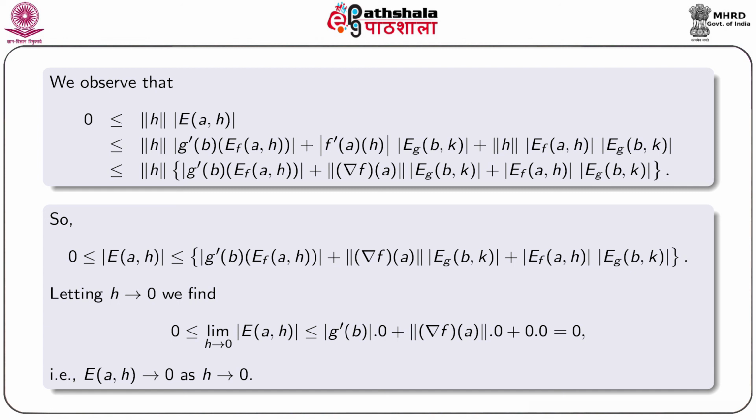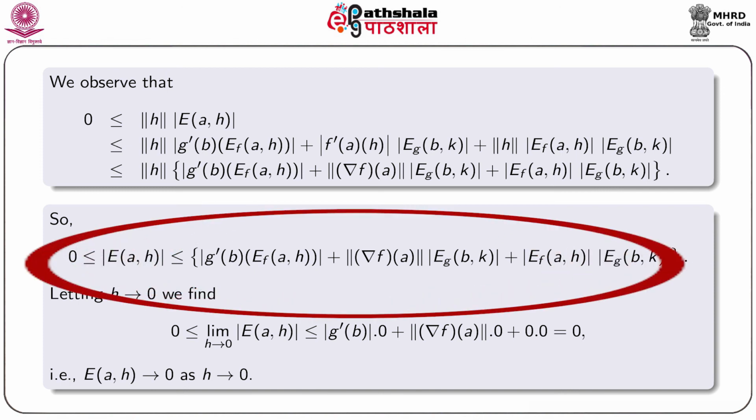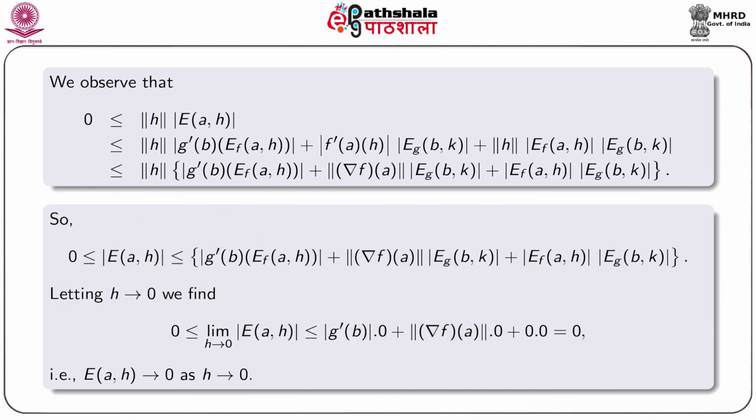If we consider the middle term in the right hand side, it contains f dash A H. So, we can write this as less or equal to norm of grad f A multiplied by norm H. So, we have modulus of E A H less or equal to the sum of the terms g dash B E f A H plus norm f A mod E g B K plus mod E f A H mod E g B K. If we look at the right hand side, all the three terms contain some error term.